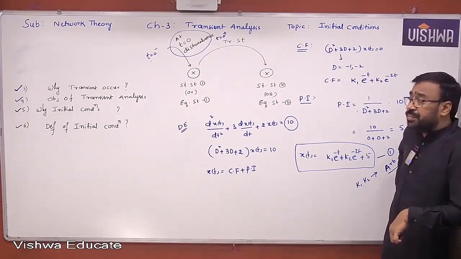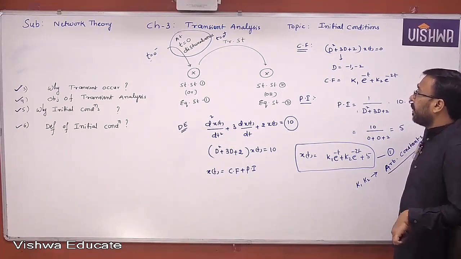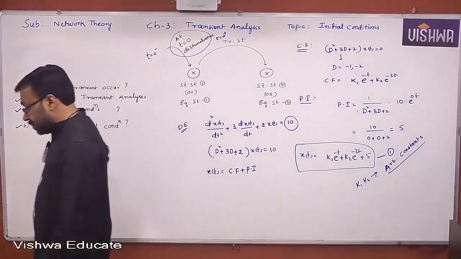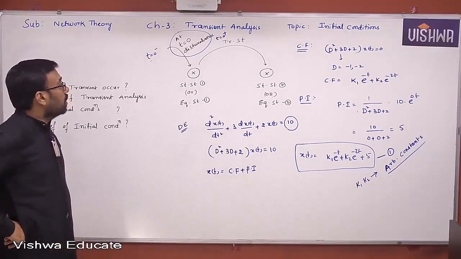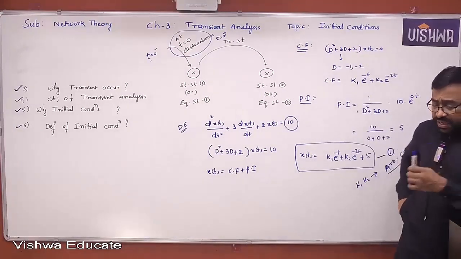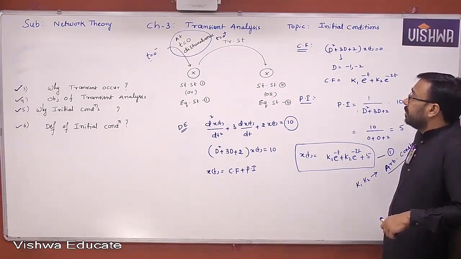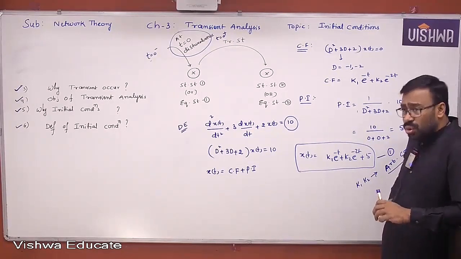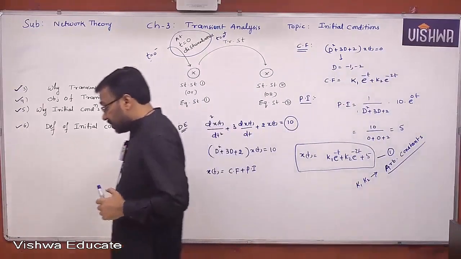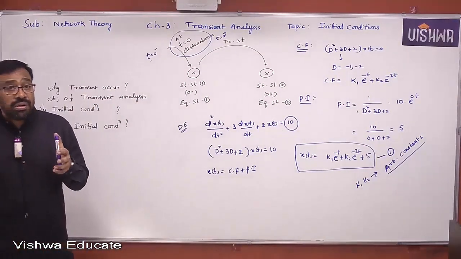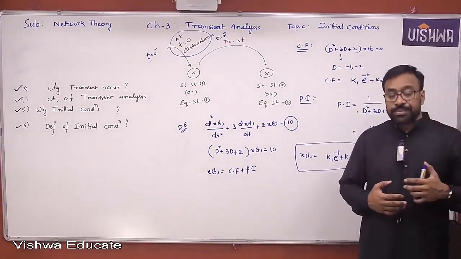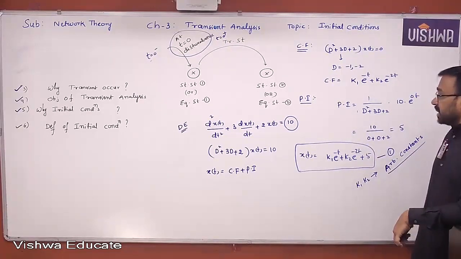According to a mathematician, the initial conditions are defined as those conditions which exist in the system immediately before the disturbance takes place.